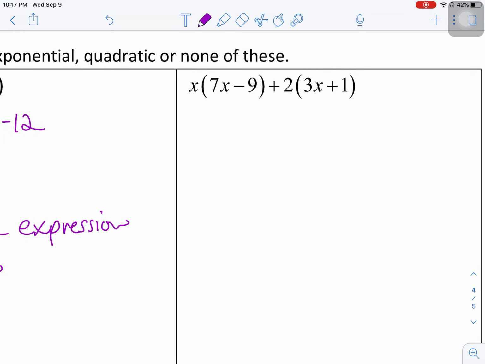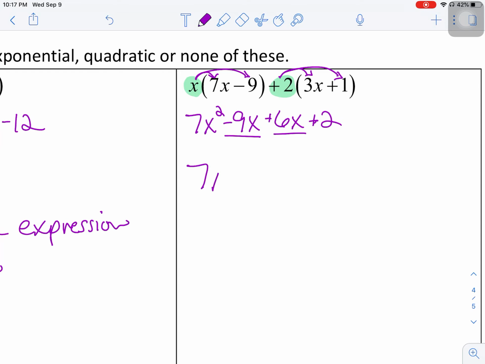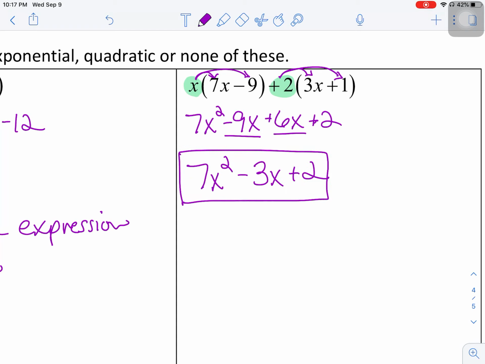Okay, let's take a look at the next one. We have two things that we need to distribute. We need to distribute x here and this positive 2. So let's distribute out the x. So that's going to be 7x squared minus 9x. Let's go ahead and distribute the 2. So plus 6x and plus 2. Negative 9x and positive 6x are like. So 7x squared minus 3x plus 2. So those are now simplified.